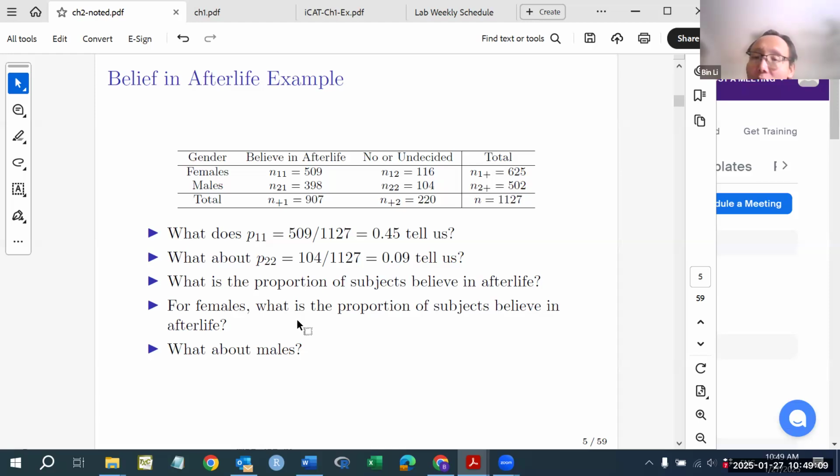Okay? So the total sum is 1,127. And these are the observed numbers. Okay, so the P11 is 509 divided by 1,127. And we got 0.45. What does that tell us? So this is the estimate for what? For the joint probability, right?